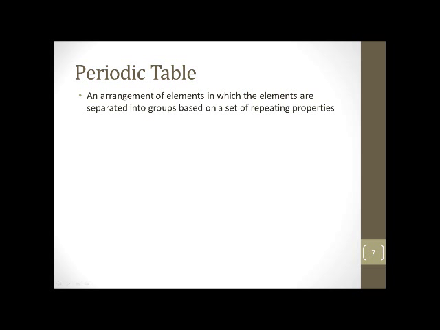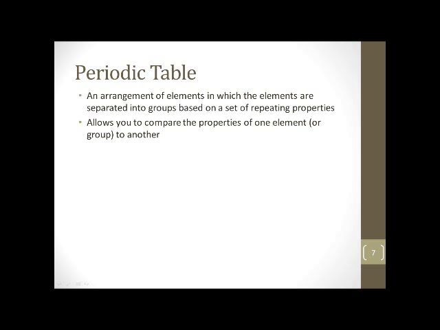So the periodic table is an arrangement of elements in which the elements are separated into groups based on a set of repeating properties. As we work our way across the periodic table, you're going up in protons. As we work our way down the periodic table, we continue to go up in protons, but then we're going to be dealing with more specific things about electrons that you're going to learn over the next couple of videos. So I don't want to go too much into that part now. What's nice about the periodic table is it allows you to compare the properties of one element or group of elements to another element or group of elements.